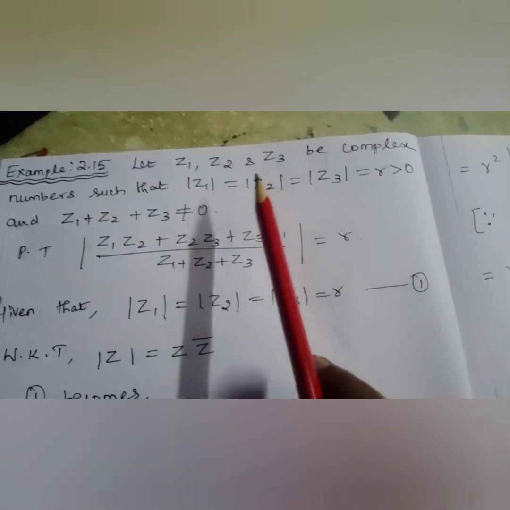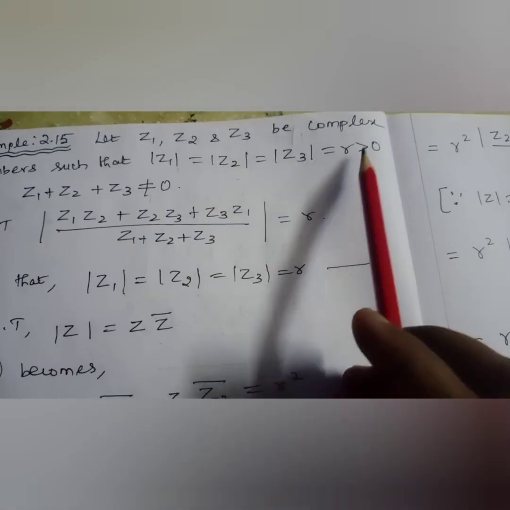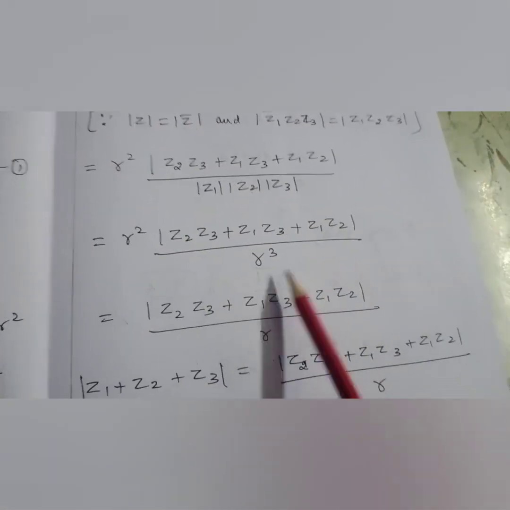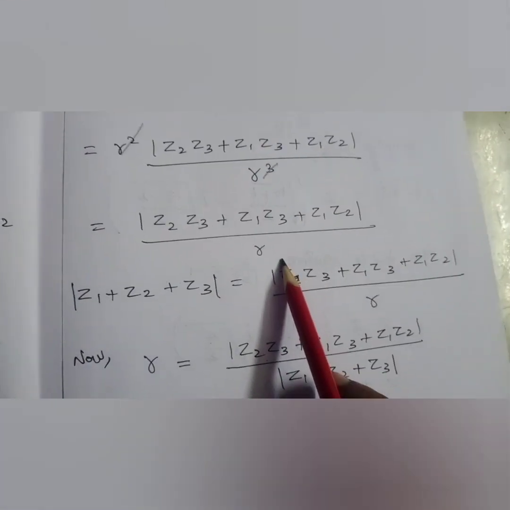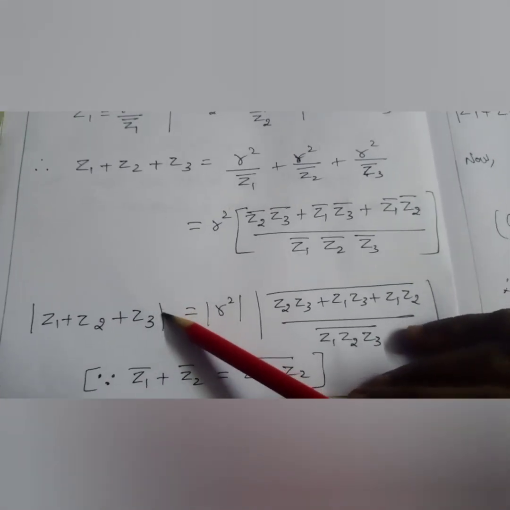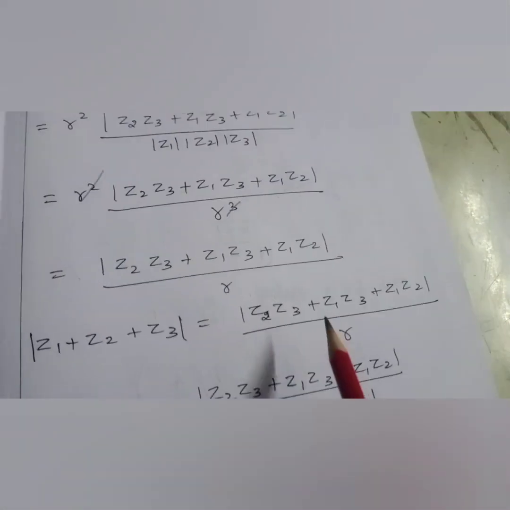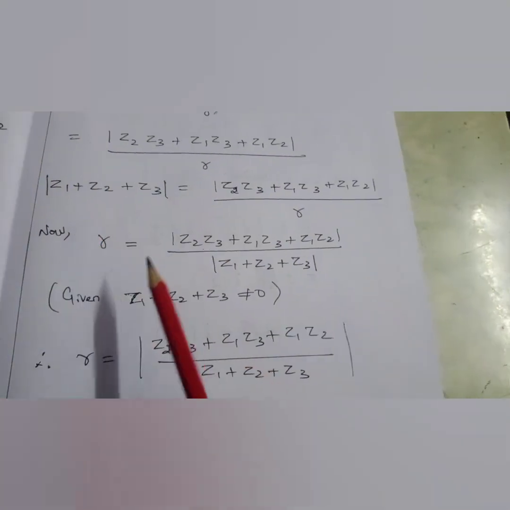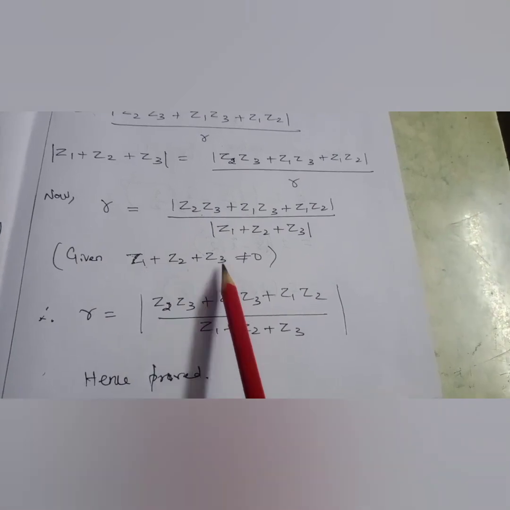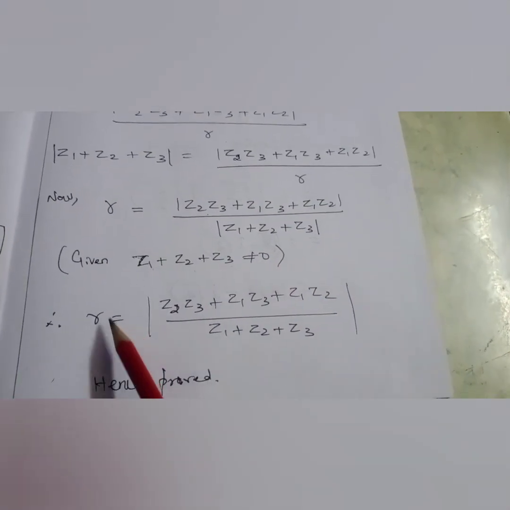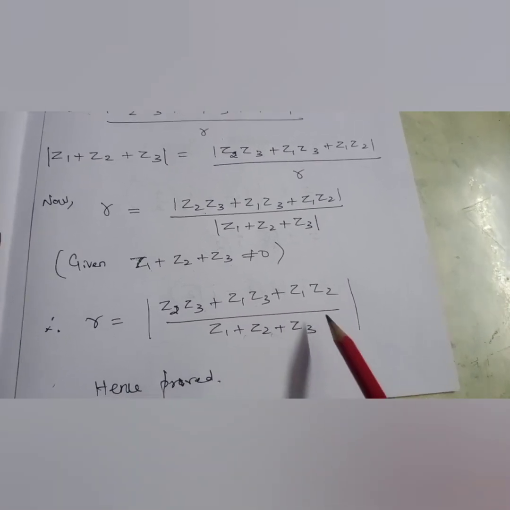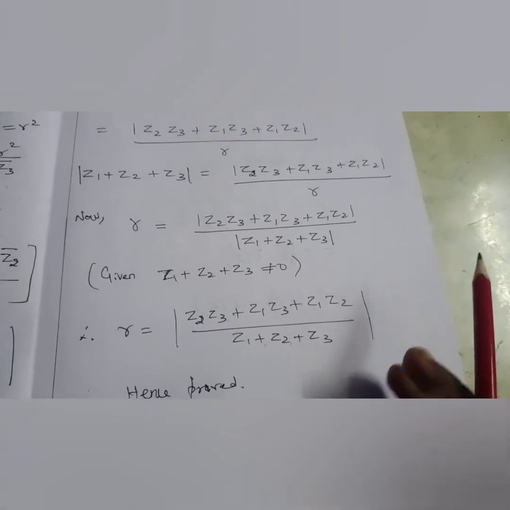Now what is this z1 r, z2 r? See the condition in the question itself, they have given mod z1, mod z2, mod z3 is equal to r. This is also r, this is also r, this is also r. So this will become r into r into r, r cube. R square and r cube get cancelled, so r, and then after I can interchange. This one I have taken the mod here, z1 plus z2 plus z3 the whole mod. So now I'll interchange, r will be taken to that side and this will be taken to the denominator. We have already been given that condition that z1 plus z2 plus z3 is not equal to 0. So r is equal to mod of z2 z3 plus z1 z3 plus z1 z2 divided by mod of z1 plus z2 plus z3. So this is what we have proved.